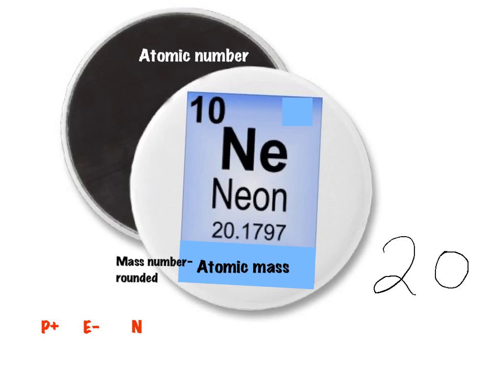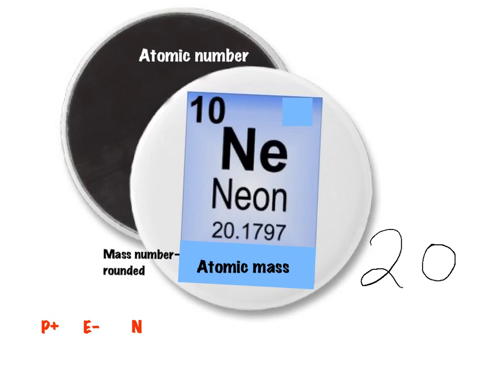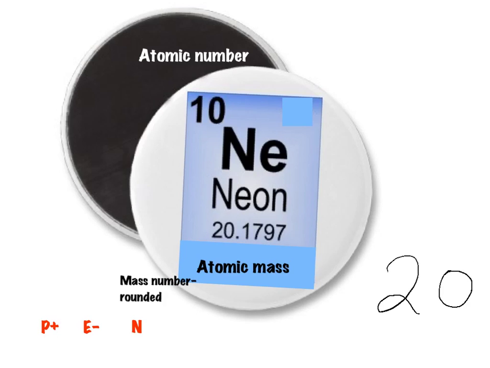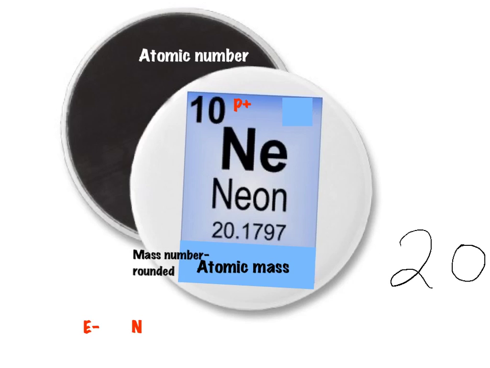Now, let's look at the number of protons. To find the number of protons, we're going to look at the atomic number. The atomic number means the number of protons. The atomic number also, in our case, means the number of electrons, since we are dealing only with neutral atoms in the 7th grade.